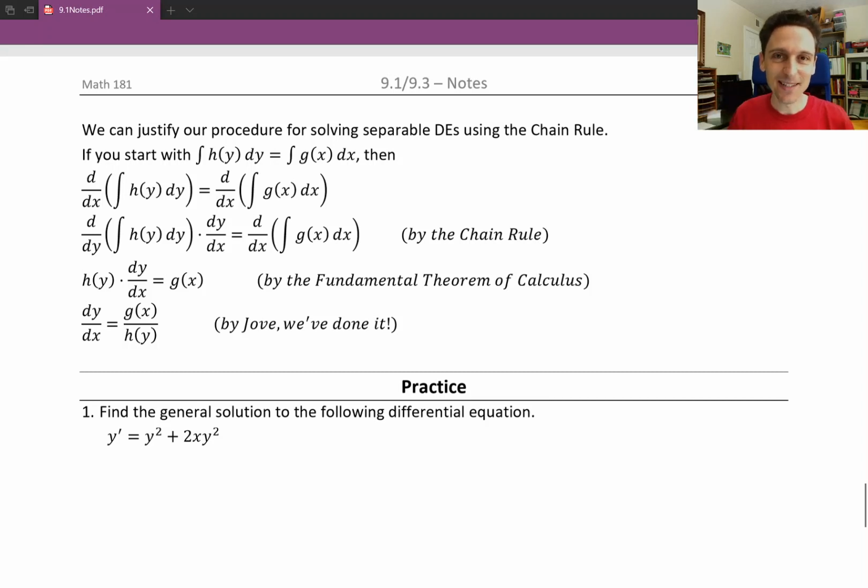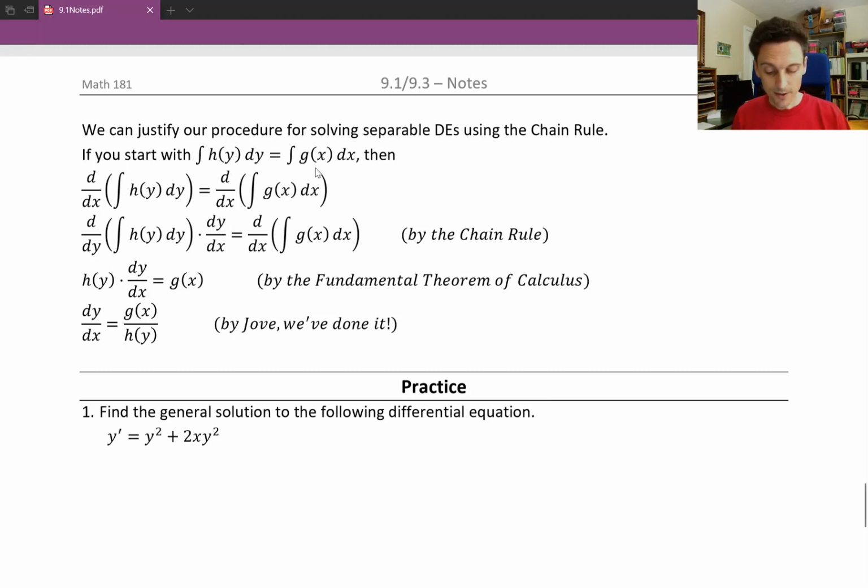Hello and welcome back. There's one final housekeeping item that we want to cover before we leave this packet, which is to explain why we can use that procedure we did to solve separable differential equations. And it turns out that we can justify that procedure using the chain rule.